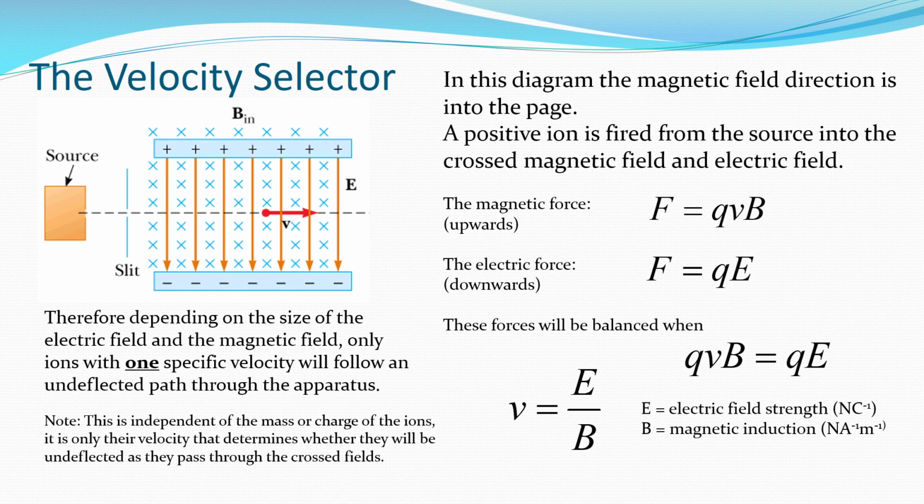So what we need to take note of within the equation V is equal to E over B is that this equation is independent of the mass of the charge. It's independent of the charge of the ions. It's only the velocity which determines whether they'll be undeflected as they pass through crossed fields. So to explain that further, let's have a look at an example.